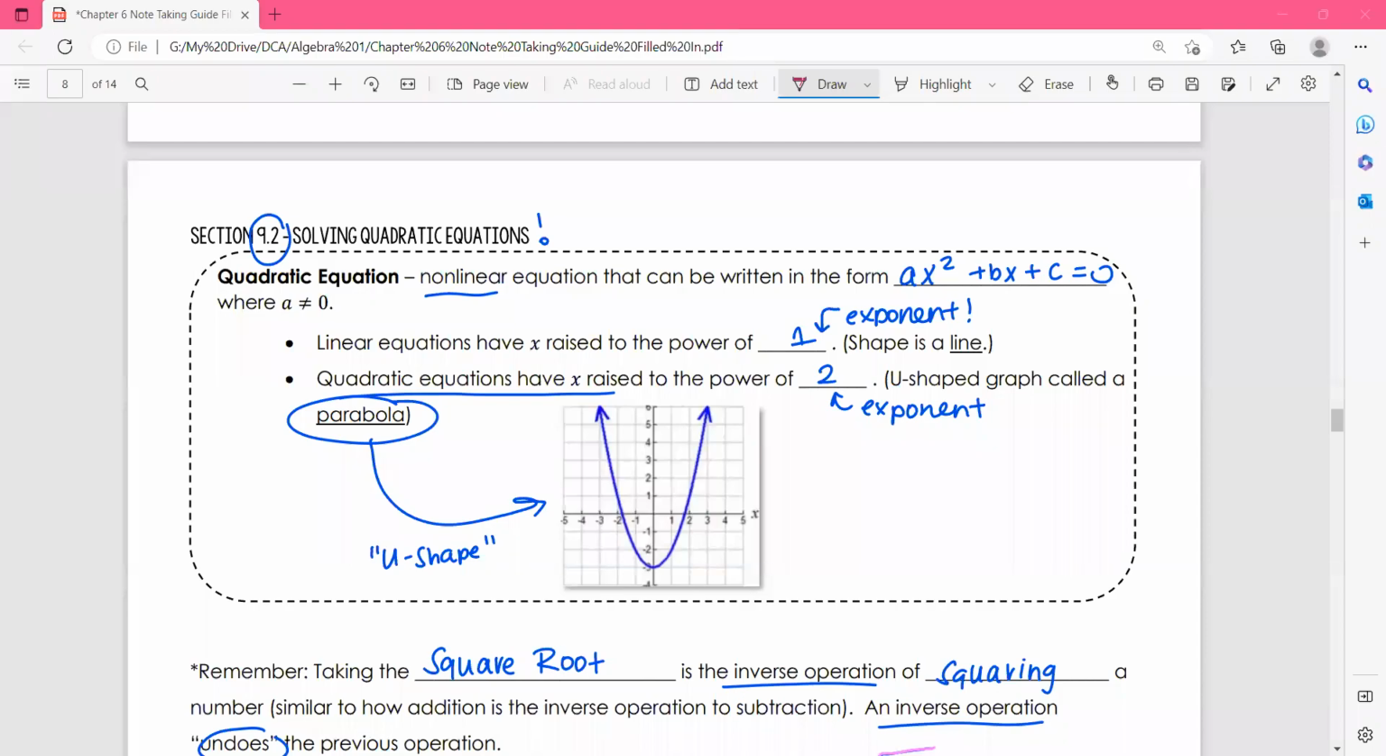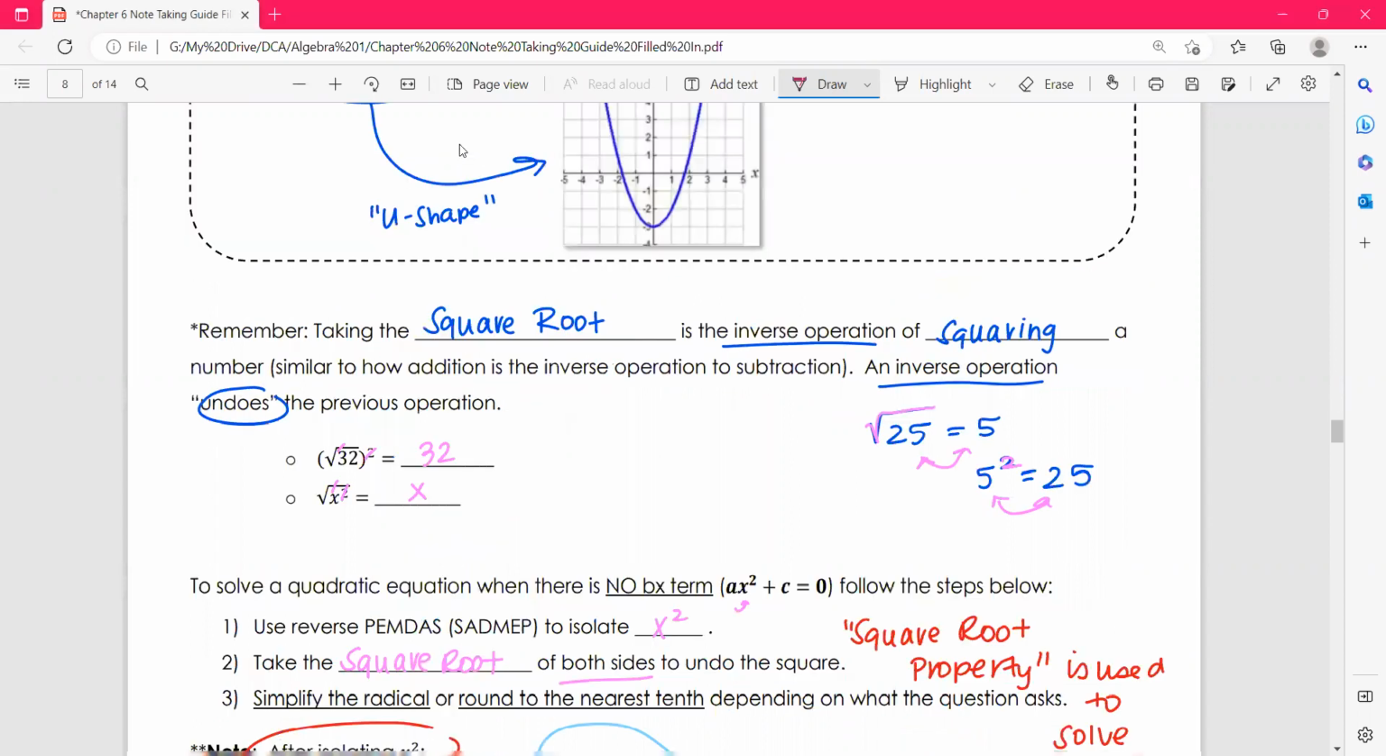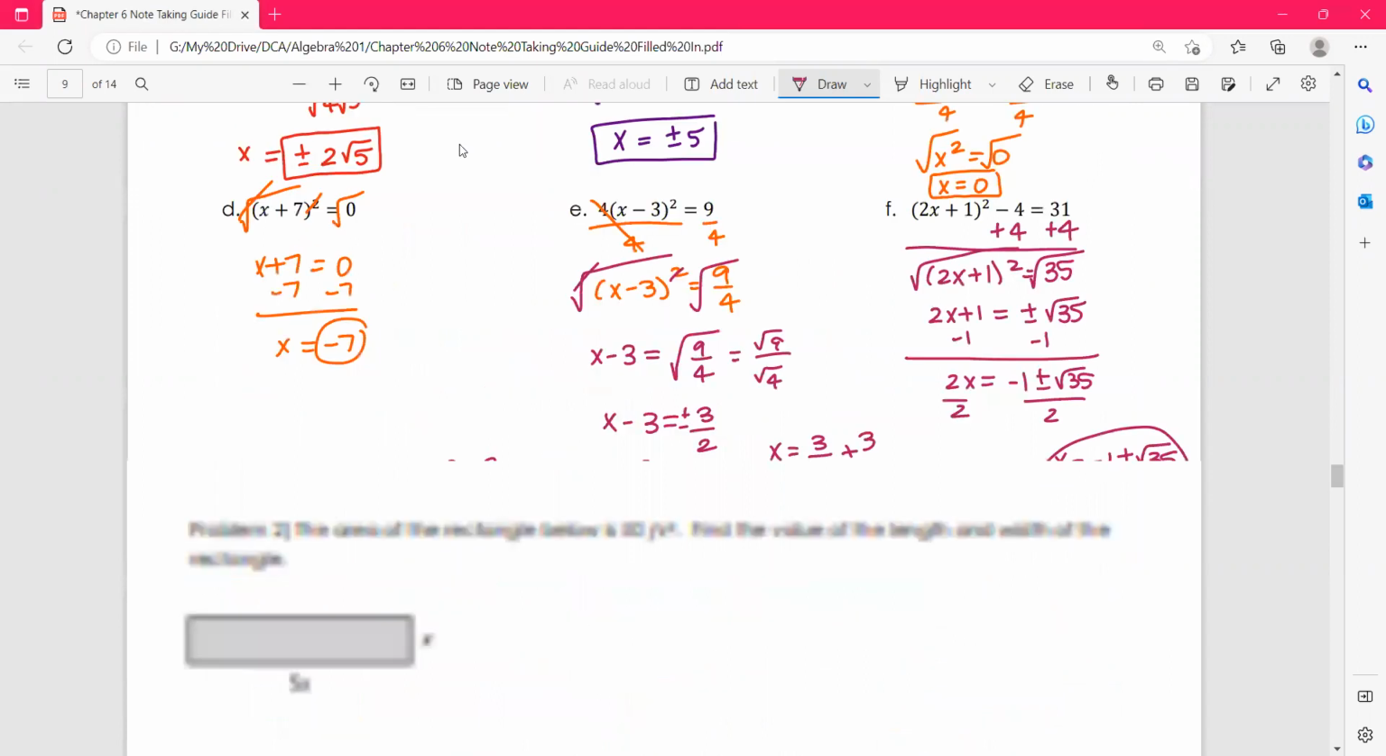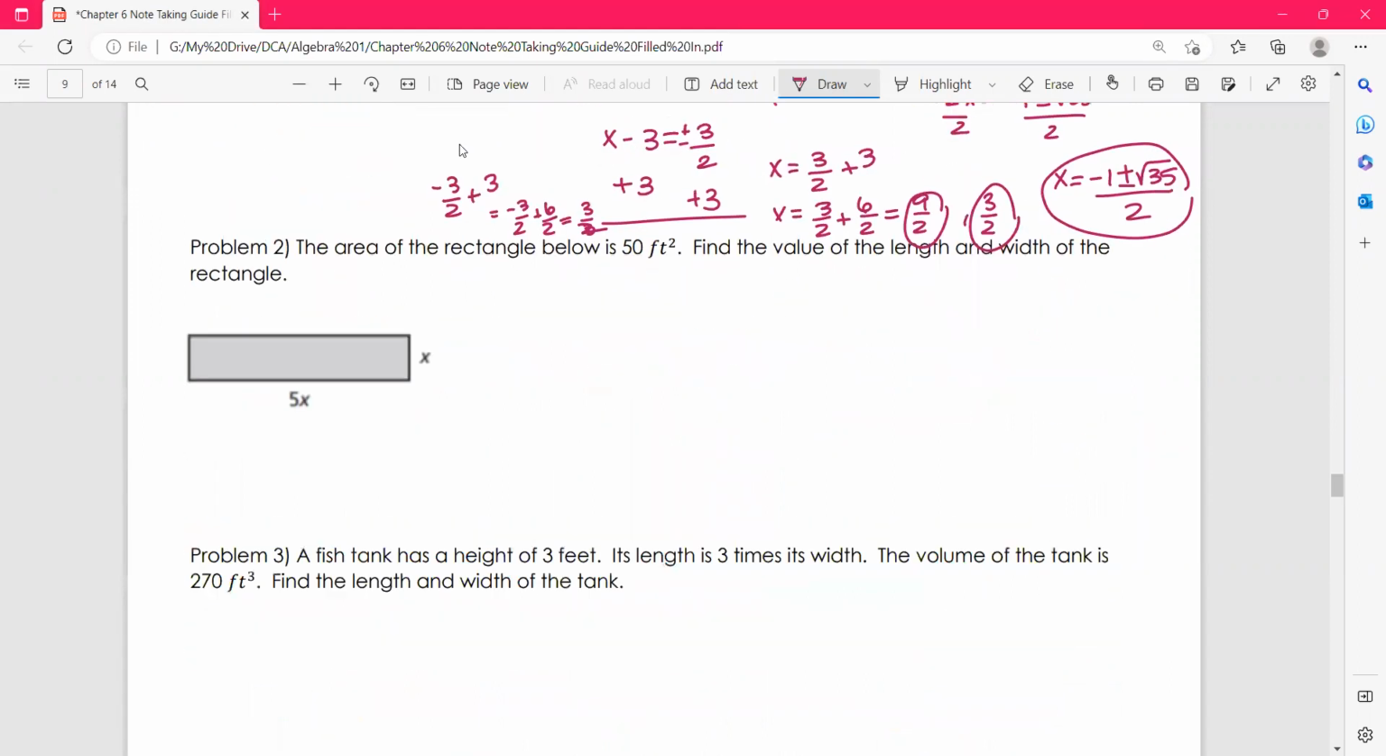Hey everyone, so this is a continuing video from the last video where we learned about how to solve quadratic equations using that square root property. So we can continue those notes from last time. We are going to still use the square root property, but we are just going to solve some word problems, our favorite thing, okay? So here we go.